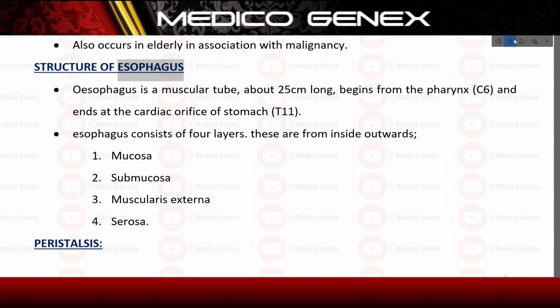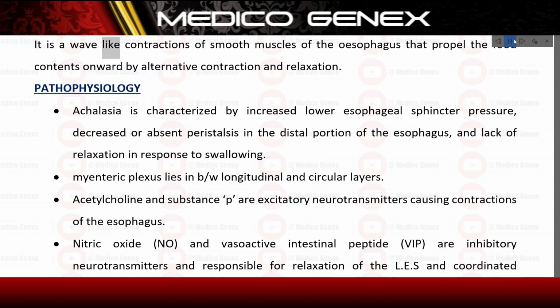Structure of esophagus. Oesophagus is a muscular tube, about 25 centimeters long, begins from the pharynx, C6, and ends at the cardiac orifice of stomach, T11. Esophagus consists of 4 layers. These are from inside outwards: mucosa, submucosa, muscularis externa, serosa. Peristalsis. It is a wave-like contraction of smooth muscles of the oesophagus that propel the food contents onward by alternate contraction and relaxation.